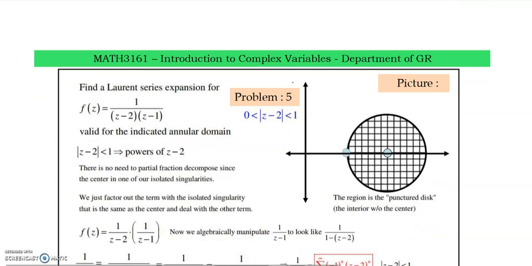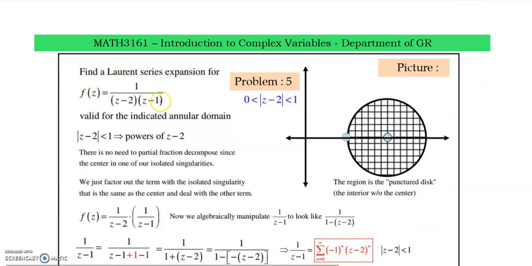Now you see another question. Again, same function, we have to write the Laurent series, but the region is 0 less than mod z minus 2 less than 1, which means what? Now here, what is the center? Center is 2, 0, this one. What is the radius here? 1. So from here, 1 unit radius, so we make this circle. See the region which is inside this circle, boundary not included, and it is also a punctured disk. The center is not included, because the center coincides with one of our singularities.